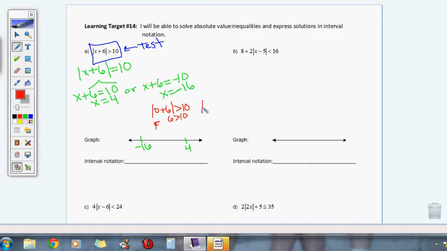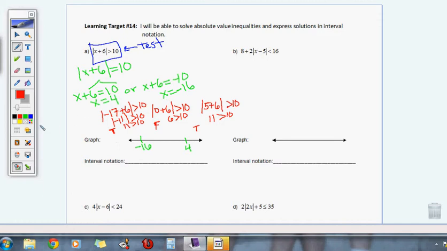If we test 5, 5 is in the right region. 5 plus 6 greater than 10. Well, when we work this out, we get 11 greater than 10, which is definitely a true statement. Over here in this region, if you test, say, negative 17, and you add 6, and then you compare that to being greater than 10, you're going to get negative 11. But it's the absolute value of negative 11, so make sure you're careful about that. That would make it a positive 11 greater than 10, so that is a true statement.